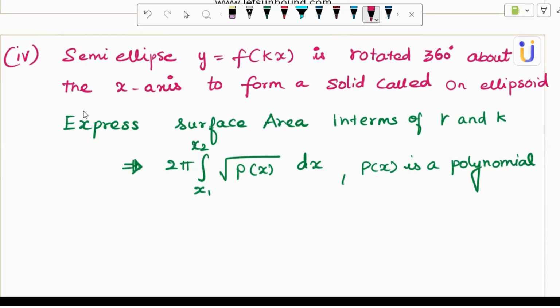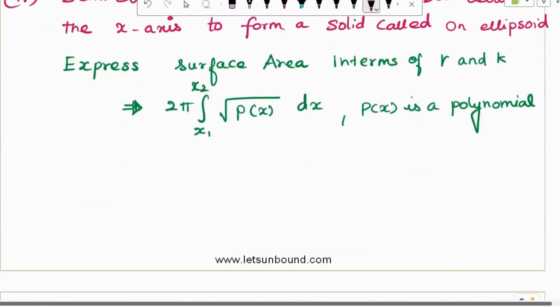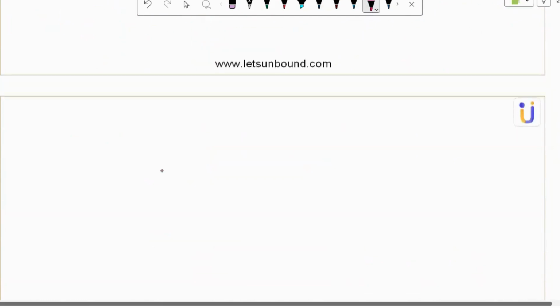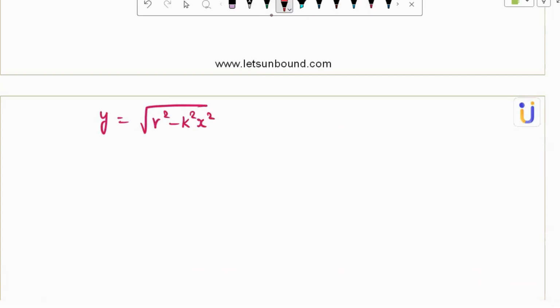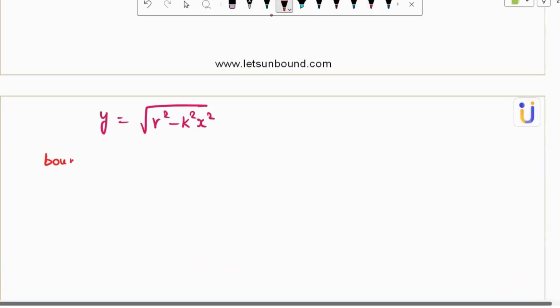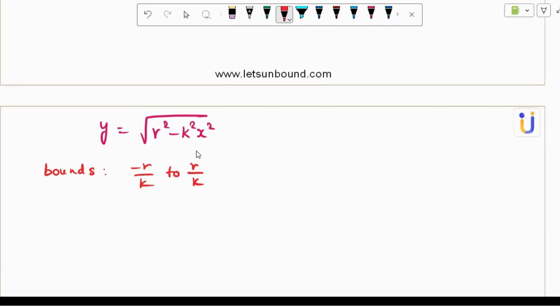Okay, we are working on a semicircle, right? Semi-ellipse. So what is a semi-ellipse here? Whichever I just write f of kx is the semi-ellipse, right? Semicircle, when you just dilate it, it will become a semi-ellipse. So my function is going to be, my y is square root of r square minus k square x square. We already worked on the x-intercept. That is important. Function and what are the bounds? So the bounds are minus r by k to plus r by k.